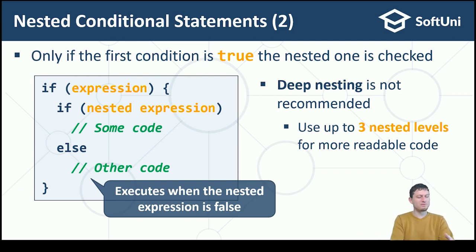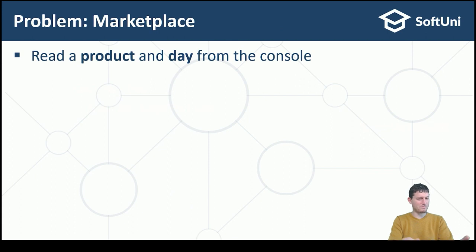Usually we use methods. We will learn how to use methods later, but this is the way we can avoid it. Just extract a piece of code into another method and give it a meaningful name. I'll show you this in some of the next lessons. So let's solve one real-world problem, our marketplace.